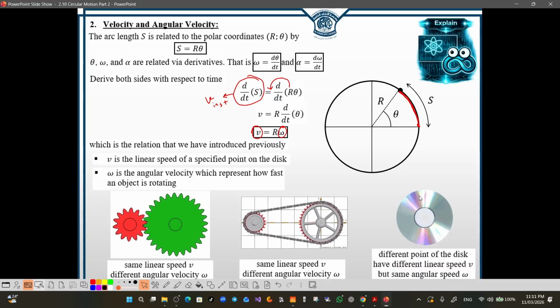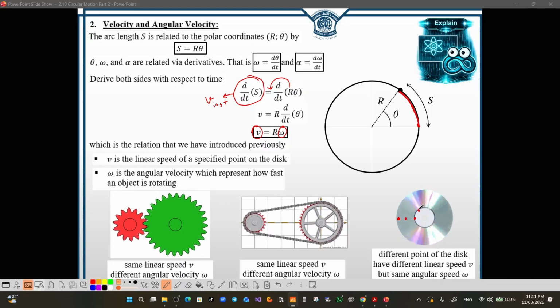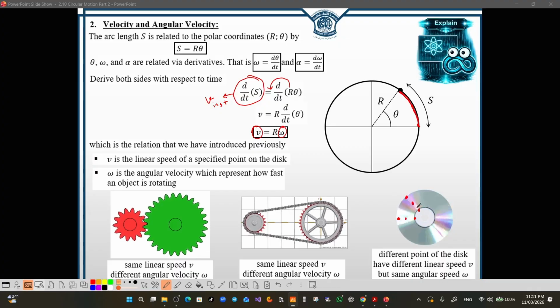Now here, different points on a disk have different linear speed, but the same angular speed. And let me explain why this could be true. If we freeze this picture and locate these three dots on the disk, and then we play the video again and pause it at different locations, you will feel like the three points are aligned all the time together. So if these three dots rotate to the right, they will appear all the time in alignment, which means they will rotate at the same speed, which means they will have the same omega.